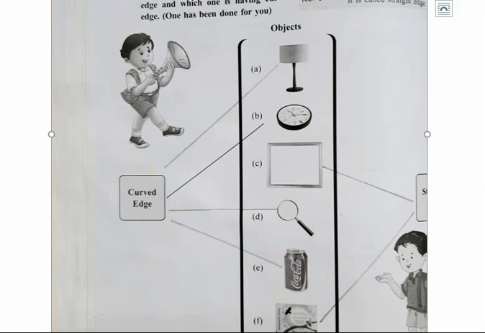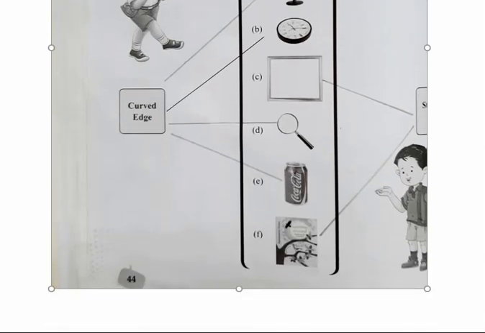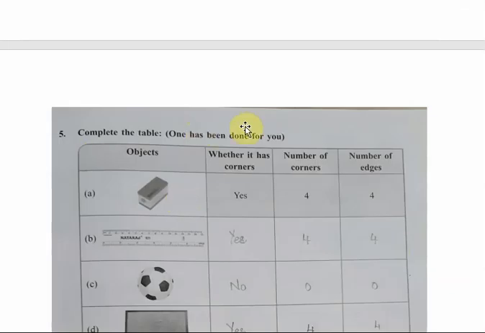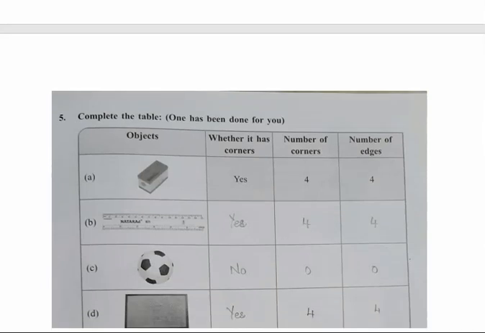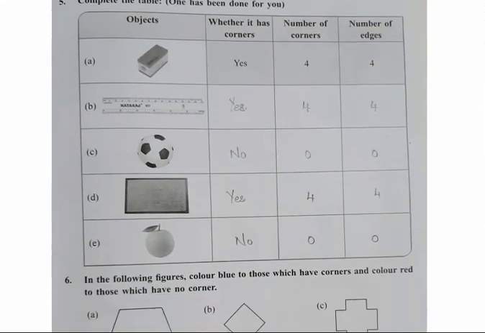Next one is a book. It is having straight edges. You can see straight edges, so match with the straight edge. Now next page, take the next page. Complete the table. One has been done for you. You have to complete the table as given. First example is already completed. Let us move on to the next one.